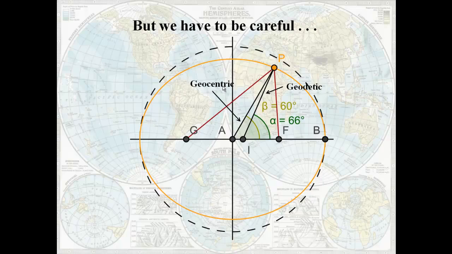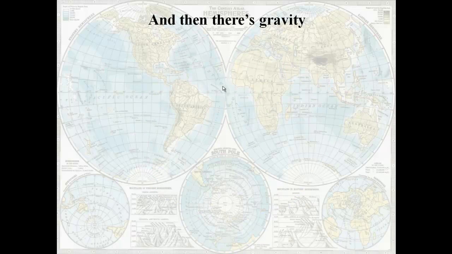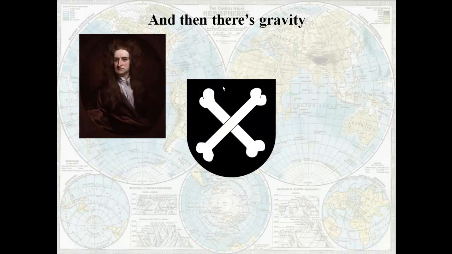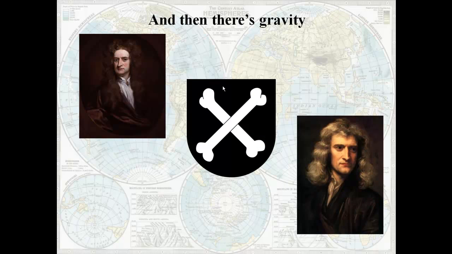Geodetic is generally more associated with a gravitational measurement. Geocentric is more with a mathematical measurement. So we have to worry about gravity too, because the Earth isn't a nice uniform sphere, and so gravity is going to vary around the planet. Newton was the guy that came up with the law of gravitation. There's Newton's coat of arms, and here is the romanticized version of Newton.